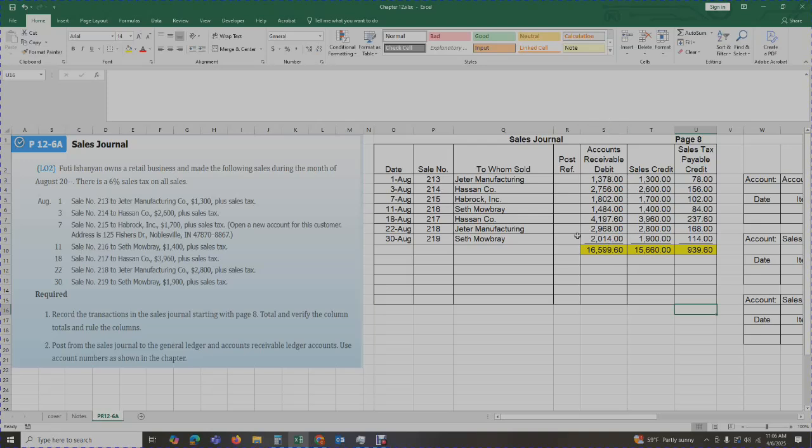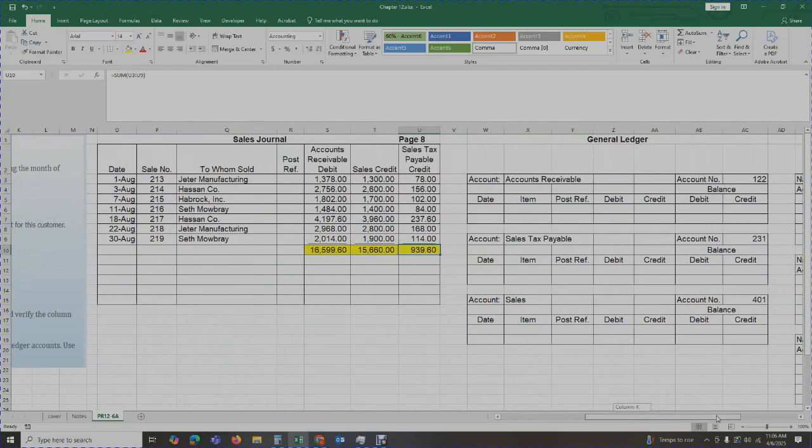This is the amount I need to collect from the different customers that I've sold on account to. My sales credit, this is the amount of the sales of the actual merchandise, $15,660, and I have collected $939.60 in taxes. So now that I've done this, I need to transfer this information to my ledgers.